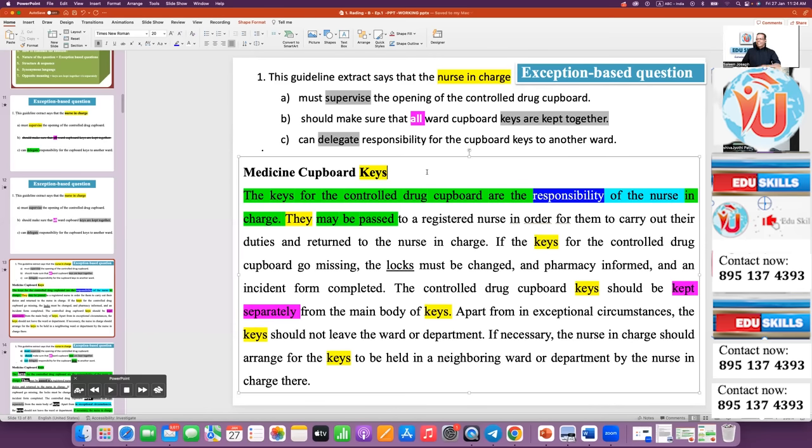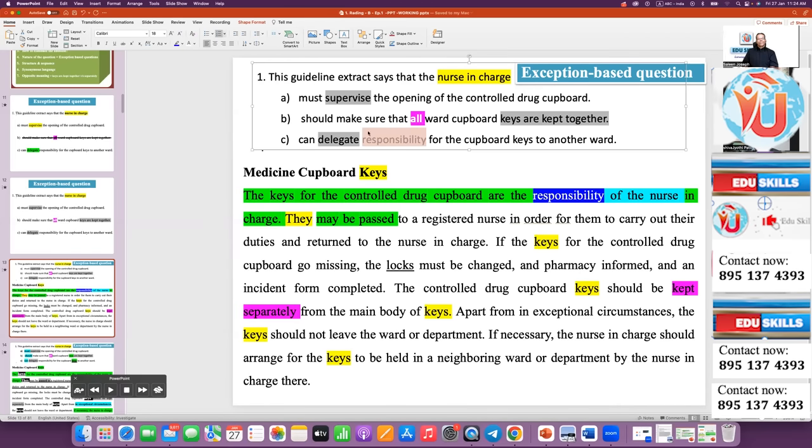Is it okay? Now you see, if that is the controlling idea, usually the right answer will have the controlling idea, the word, or a synonym. So where do you have the controlling idea in the three options? Option C. Can delegate responsibility. Yeah. So again, it is confirming that is the correct answer.